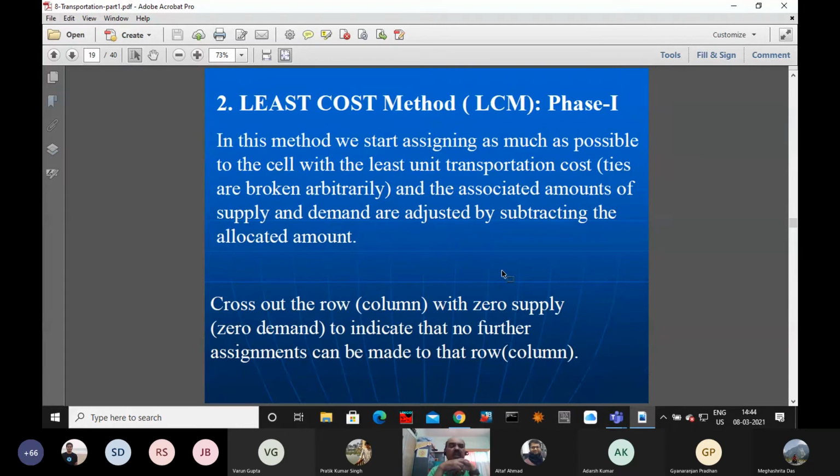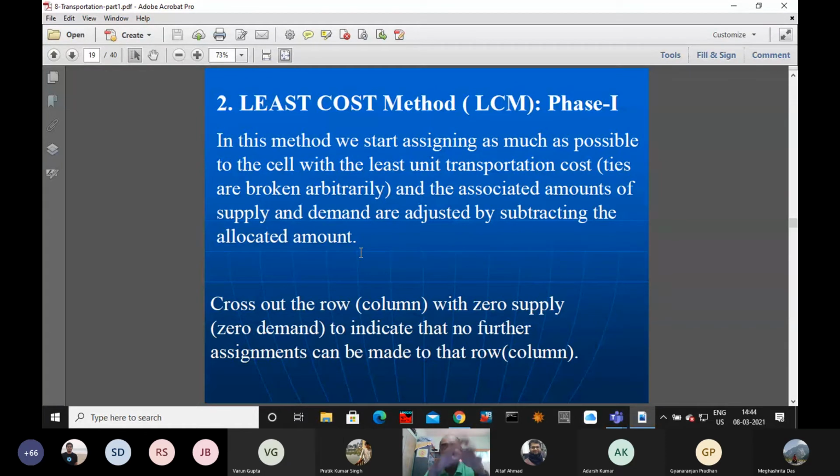The next one is the least cost method. This is also one of the methods. We say it is a phase 1 method. So just like the northwest corner rule, we use the least cost method. So what is this method? In this method, we start assigning as much as possible to the cell with the least unit transportation cost. Ties are broken arbitrarily, and the associated amounts of supply and demand are adjusted by subtracting the allocated amount.